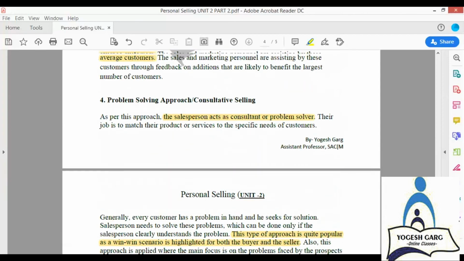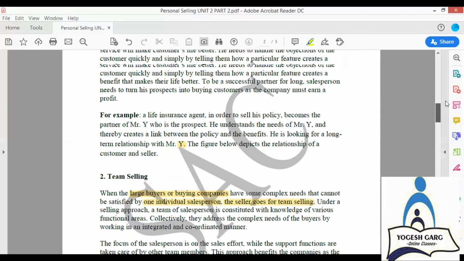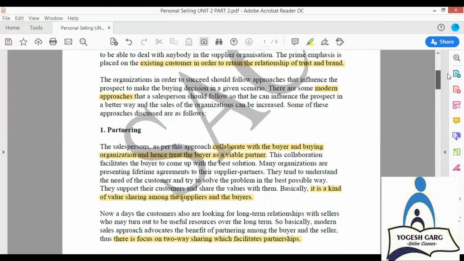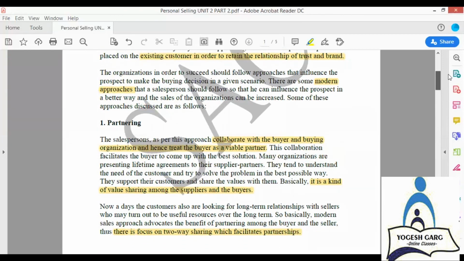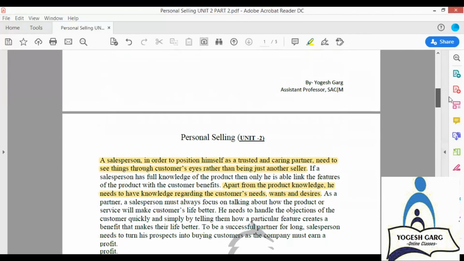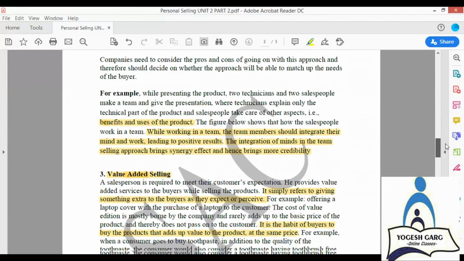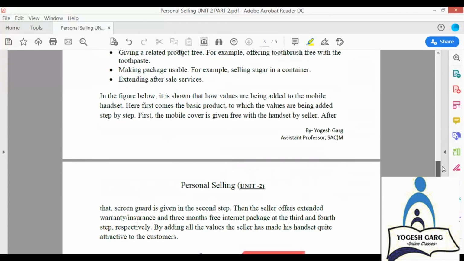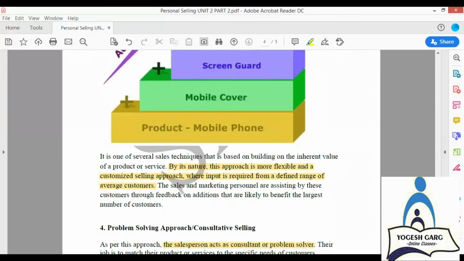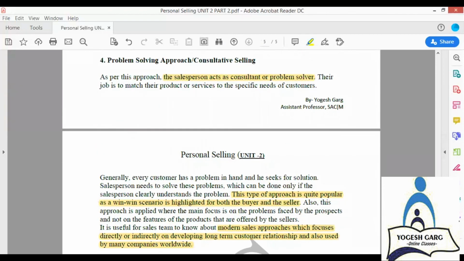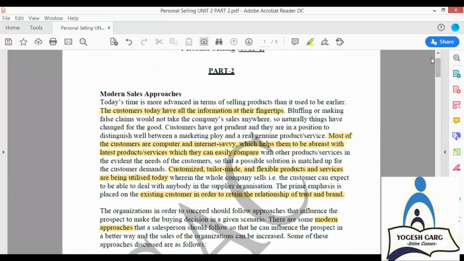So these are the four modern techniques which we have discussed. First is partnering. Second is team selling. Third is value added selling. And fourth is consultative selling, or the problem solving approach. So these are the four approaches. And we have discussed three traditional theories, which I have already covered in the part one video. So this is where our unit 2 gets over.